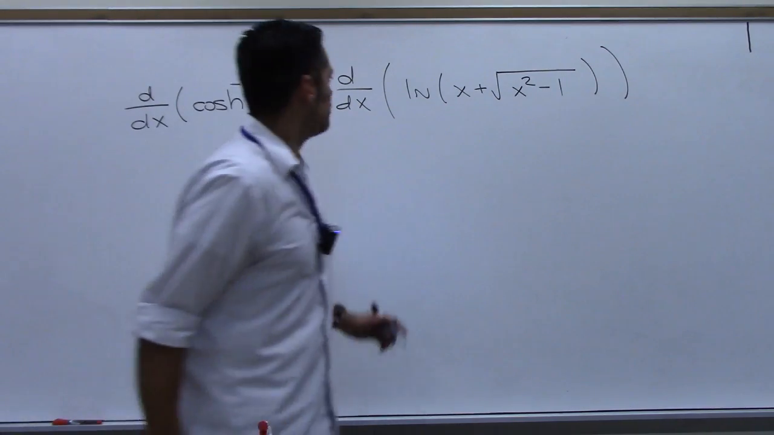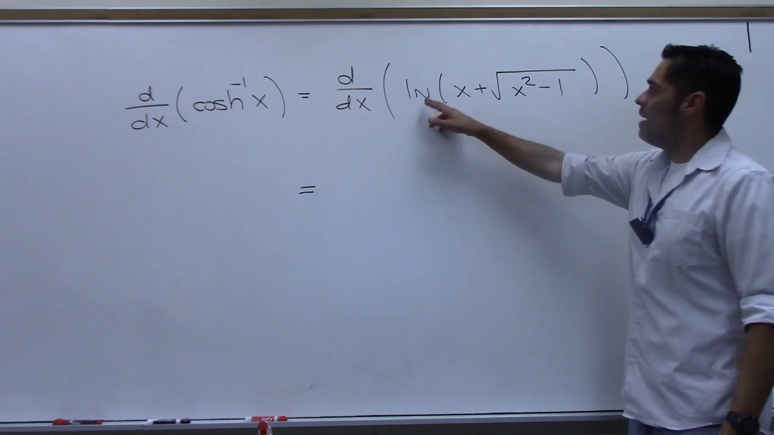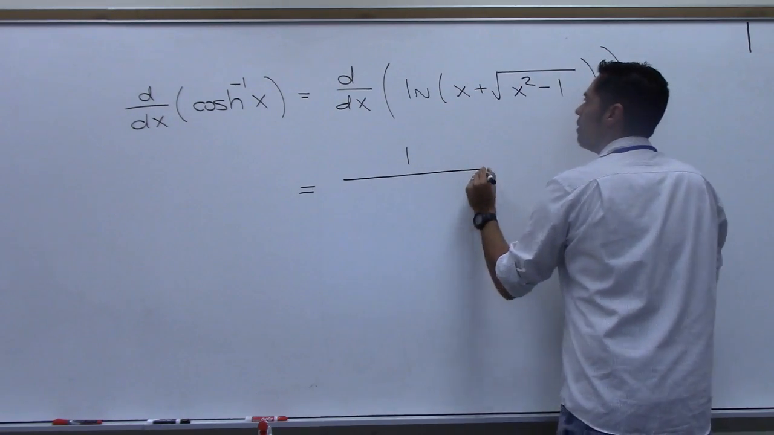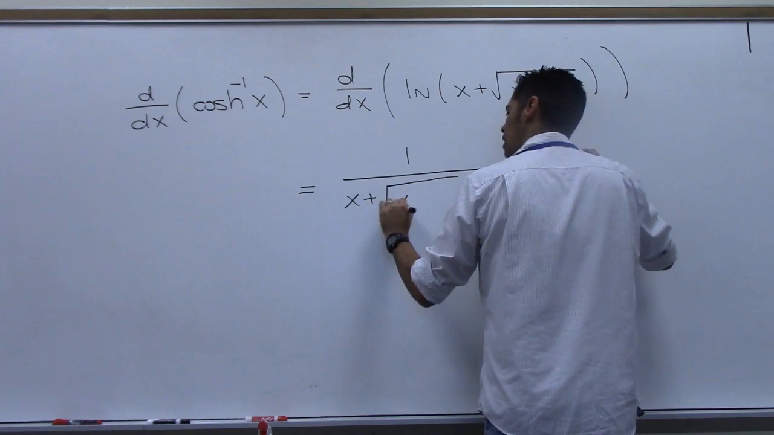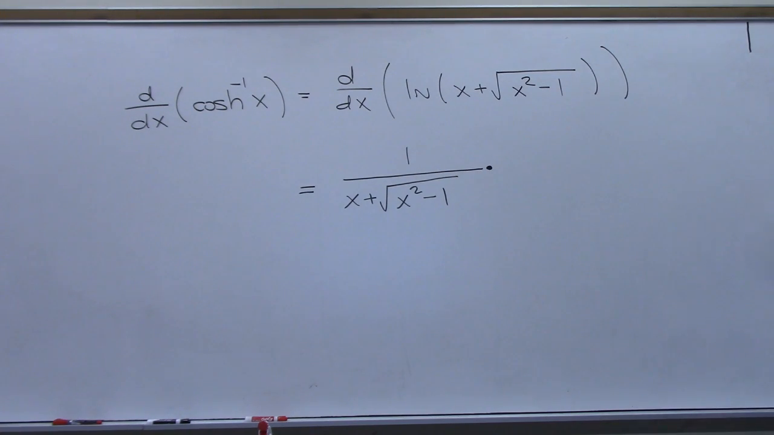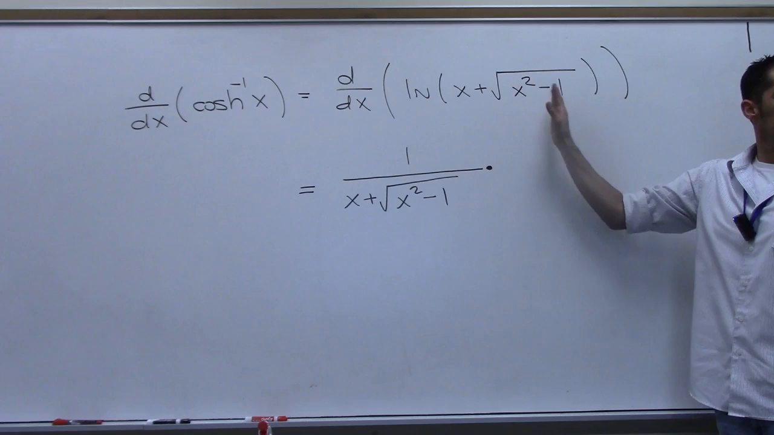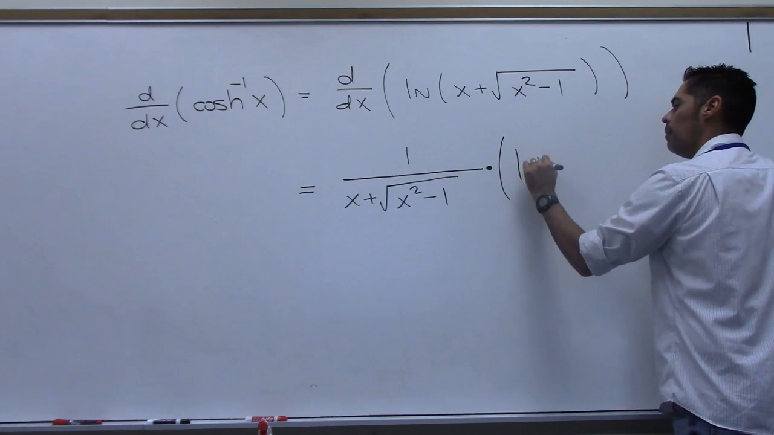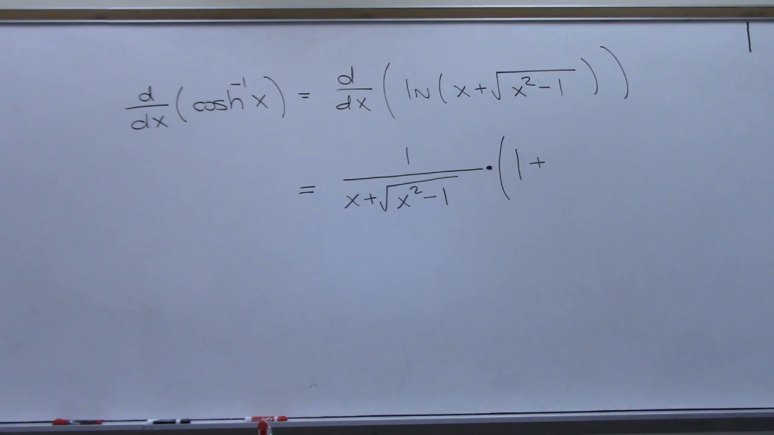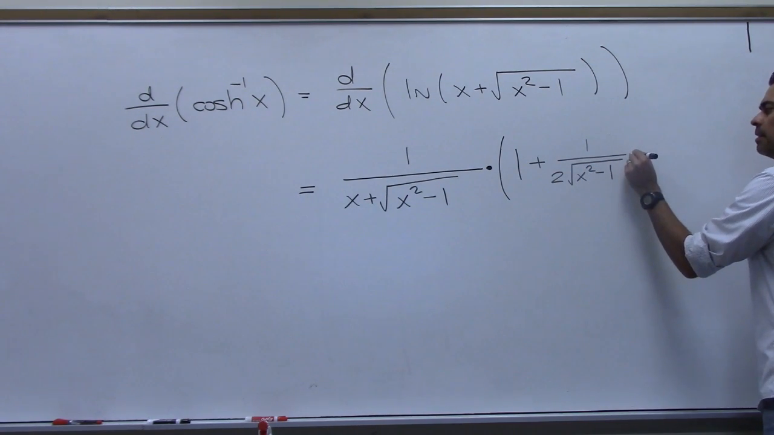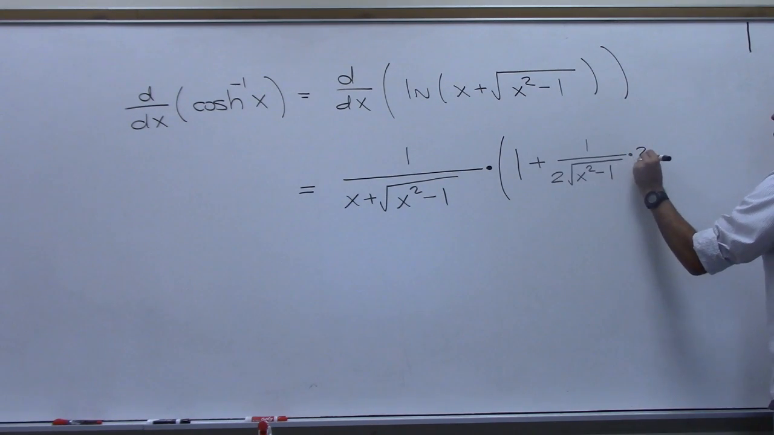So just use chain rule, right? What is the derivative of the natural log of something? 1 over it, right? So 1 over the x plus square root x squared minus 1. Then chain rule times the derivative of what's inside the natural log. So there's 2 terms, right? Derivative of x is 1. So I need this in parentheses, 1. Plus, now what's the derivative of the square root of x squared minus 1? That's chain rule again, right? So 1 over 2 root x squared minus 1 times the derivative of what's in there, 2x.